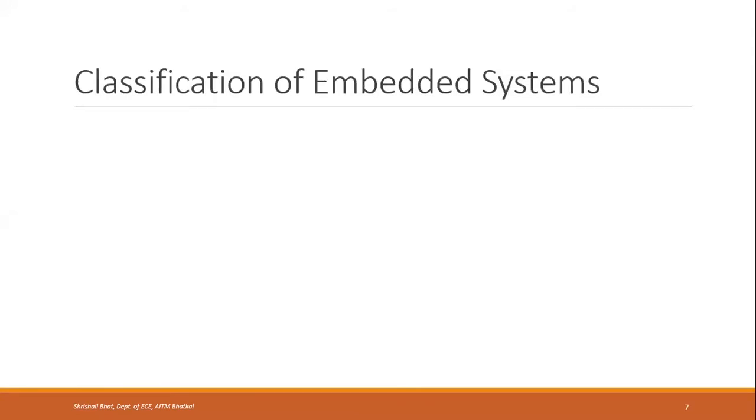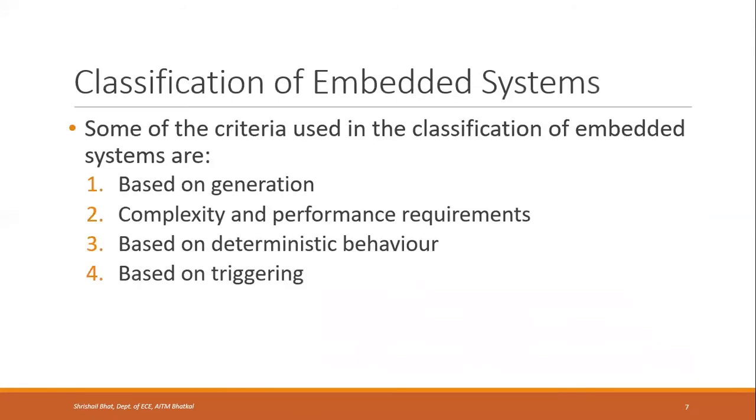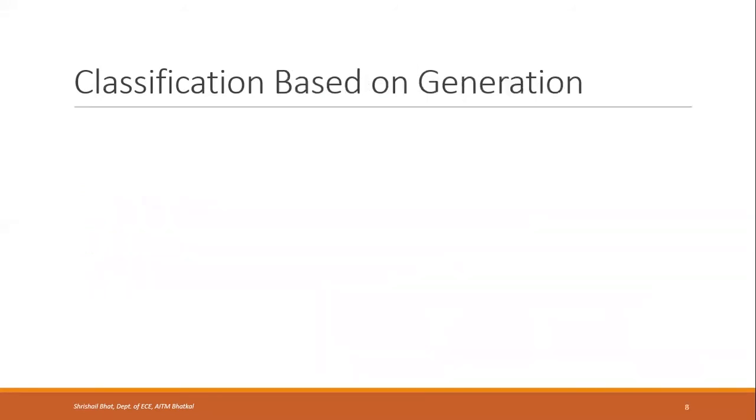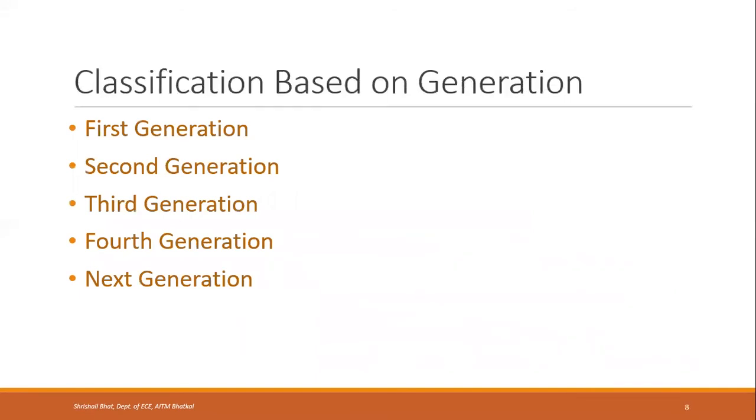Then we have classification of embedded systems. Embedded systems can be classified based on different criteria, like based on generation, based on complexity and performance requirements, based on deterministic behavior, or based on triggering. The first criteria is based on generation. Based on generation, we have four generations actually: first generation, second generation, third generation, and fourth generation. And what is going to come next is the next generation.